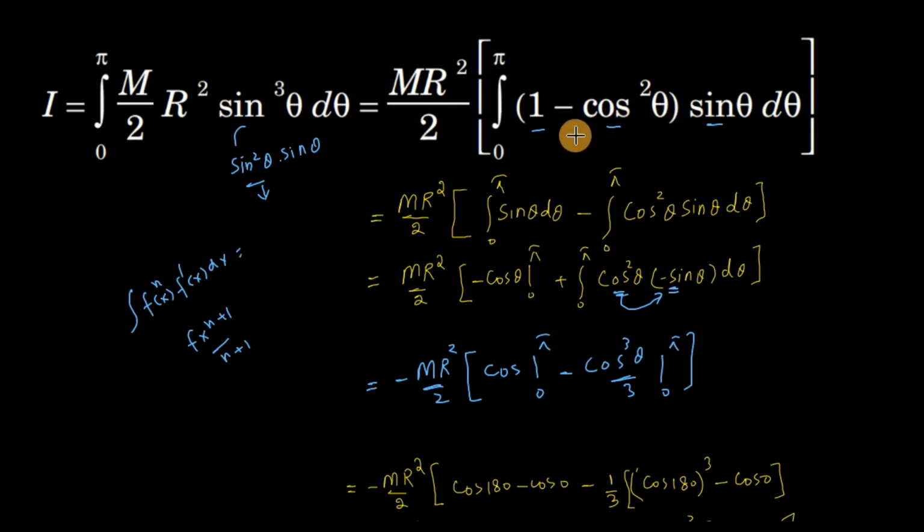Now multiply this sin theta to 1 and this sin theta to this one. So we obtain m r square by 2, integral 0 to pi sin theta d theta minus integral 0 to pi cos square theta sin theta d theta. Or m r square by 2, where the integration of sin theta is minus cos theta from 0 to pi, and this can be written as plus integral 0 to pi cos square theta into minus sin theta d theta.